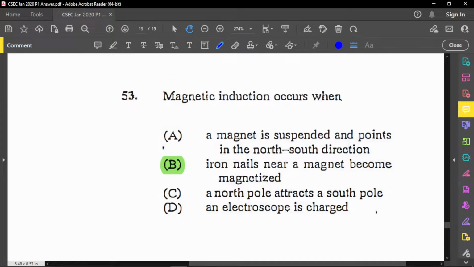All right, so 53. It said magnetic induction occurs when what? All right, and so induction, there is no touching in induction, just to make mention of that. So an iron nail near a magnet becomes magnetized, and so B is the correct answer. You bring it near to it and it becomes magnetized. Yes, so it's without touching at all. If you look at A and C, a magnet is suspended and points in the north-south direction. No, that's not induction. All right, and the rest are incorrect. So you can also pause and go through it, and you will see.